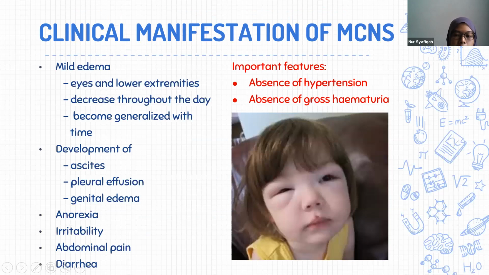So clinical manifestation of MCNS include mild edema, which can be on eyes and lower extremities, and it is decreased throughout the day and can become generalized with time. And for severe cases, there will be development of ascites, pleural effusion, and genital edema, and also presence with anorexia, irritability, abdominal pain, and diarrhea. And important features of MCNS is the absence of hypertension as well as absence of gross hematuria.